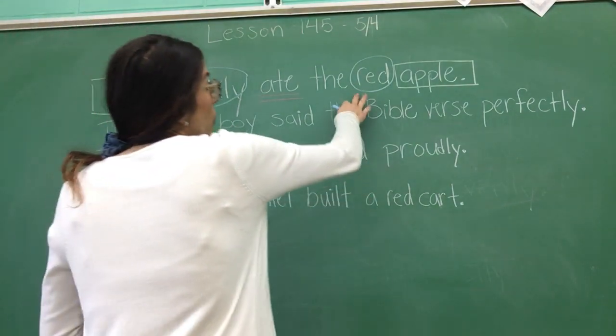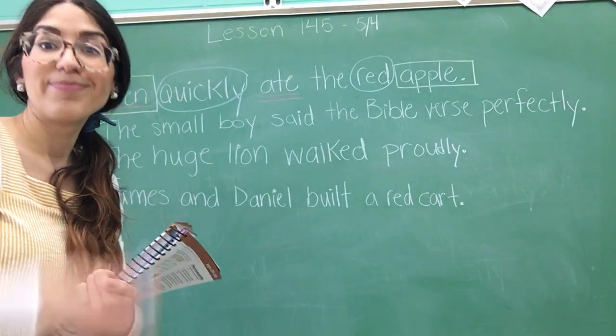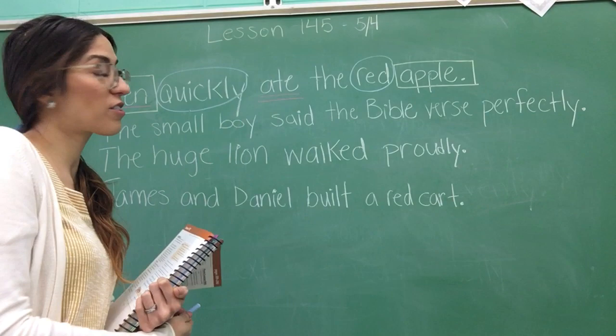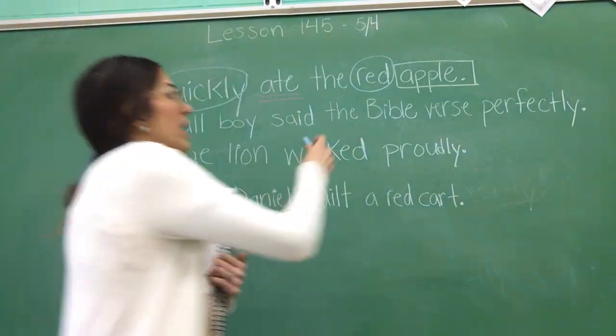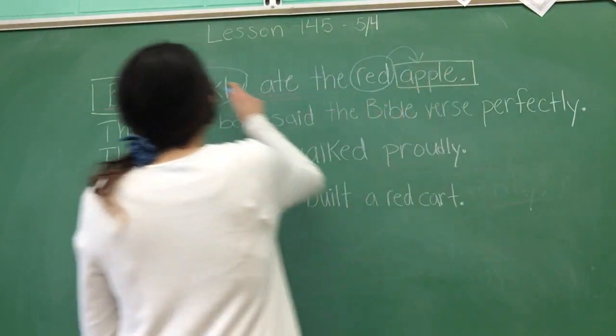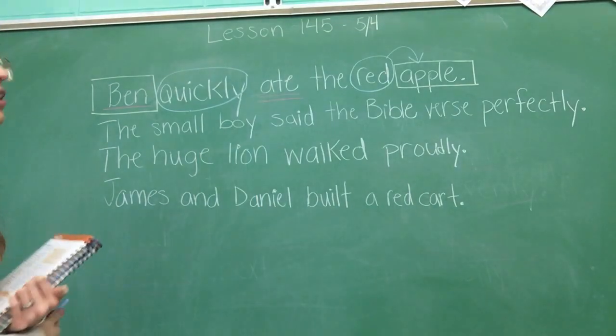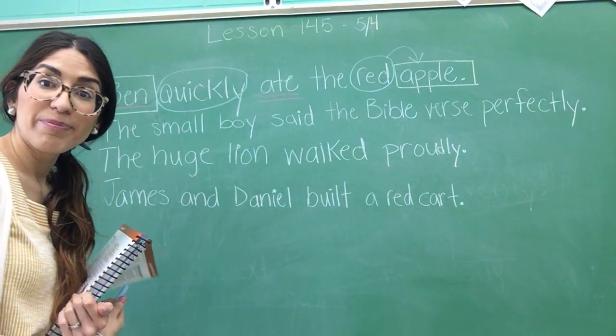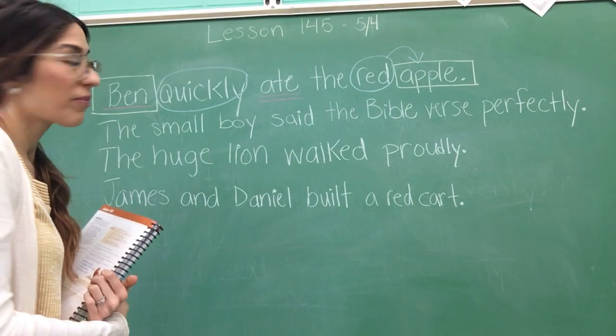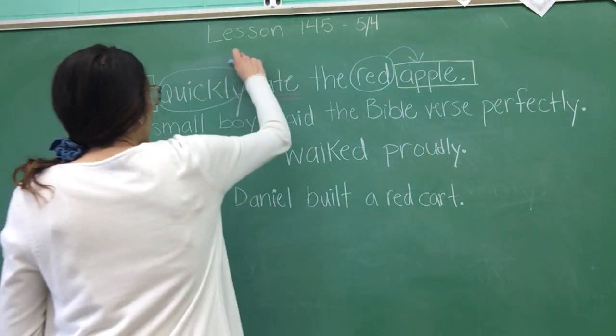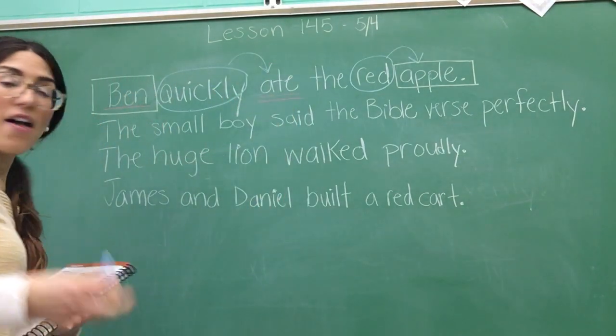So, what does our adjective describe? Nouns. So which noun does red describe? That's right, apple. So we'll draw the arrow. And then quickly. That's our adverb. What does quickly describe? Adverbs describe verbs, right? So quickly describes ate. Very good. And that's all we do.